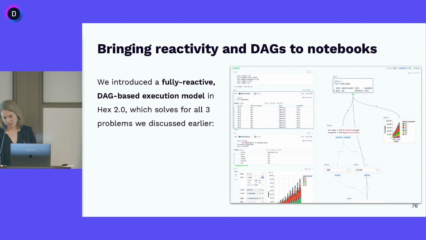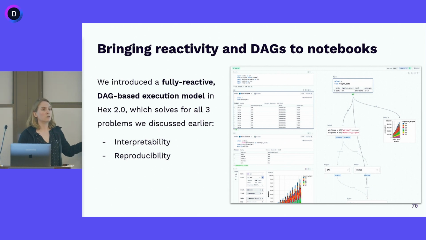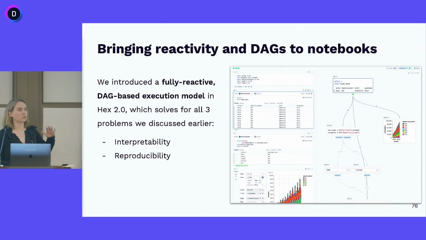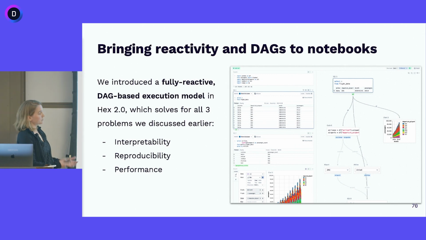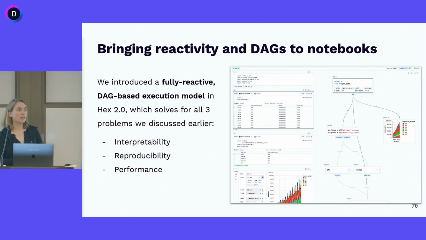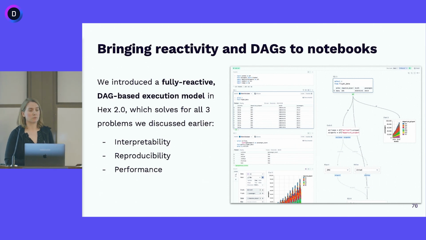So we found that this really elegantly solves all of the problems that we talked about earlier. So interpretability and reproducibility, because the notebook is no longer ever in an inconsistent state with memory, all of these problems just kind of go away. And then for performance, as I mentioned earlier, with the DAG, we can just rerun the cells that need updating and not have to worry about restarting and rerunning everything from scratch.